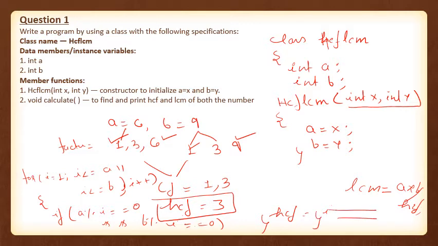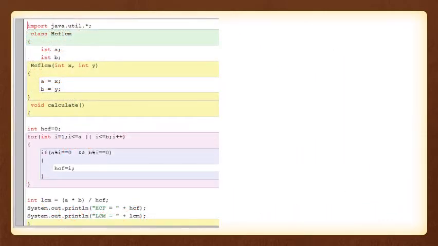Let's see the program. Write the comment to find the HCF and LCM of any number here. Here is the import of the package. This one is what? Class. Inside the class define the data members A and B. Parameterized constructor HCF LCM X and Y, that is a parameterized constructor. Assign the value of X in variable A and Y in variable B.